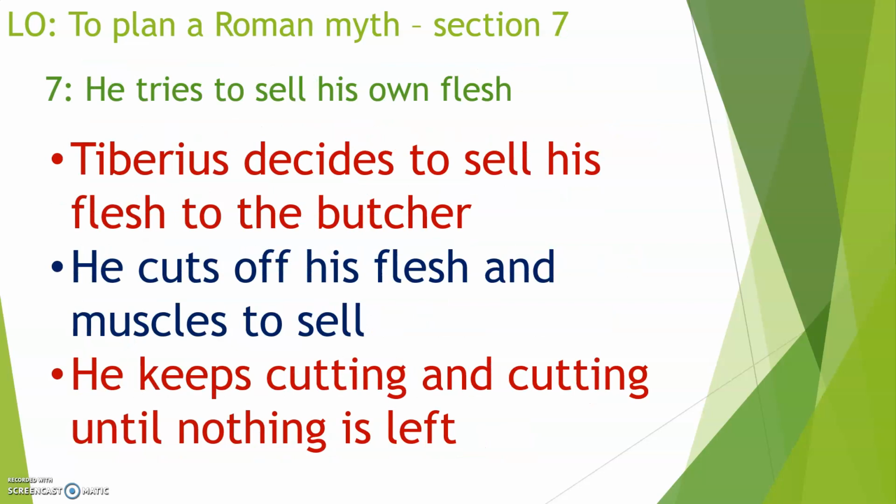In section 7, this is where he tries to sell his own flesh. Now, if you think about the original one, this is where he starts eating himself. He goes down to the beach and he starts chomping down on his arm, gets tastier and tastier and tastier. So in mine, Tiberius decides to sell his flesh to the butcher. He cuts off his flesh and muscles to sell. He keeps cutting and cutting until nothing is left. So rather than eating himself, he's got himself a nice knife and he's slicing bits of him off there to sell to the butcher, to get the money to clean the blood off his skin and off his clothes. And he keeps cutting and cutting and cutting until there is nothing left of him.